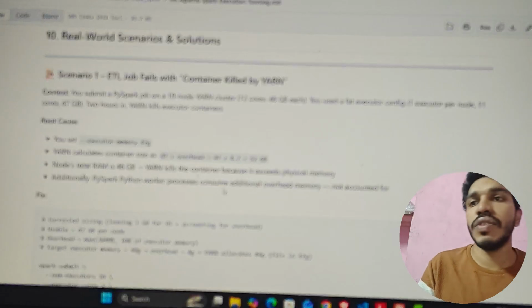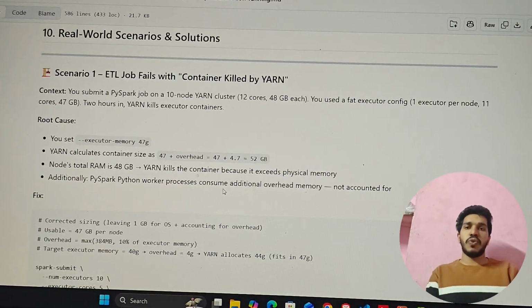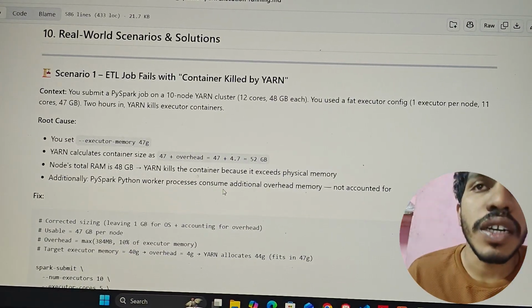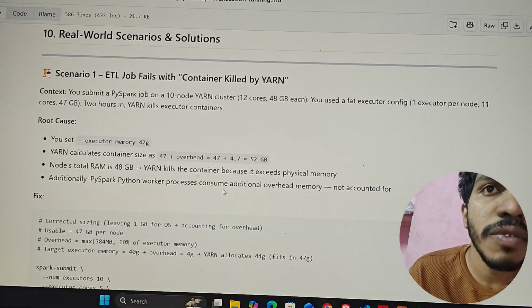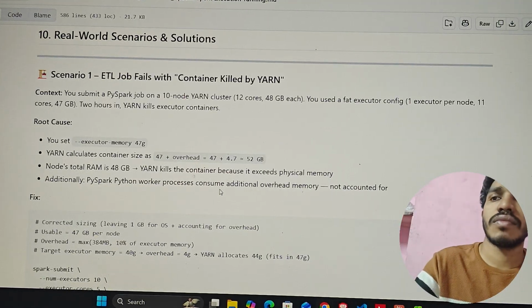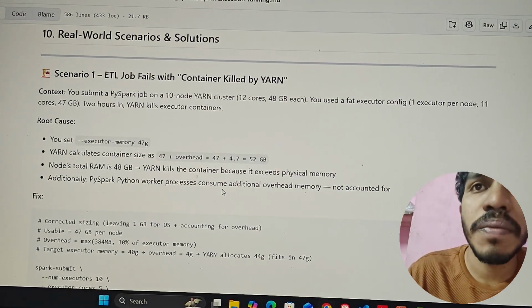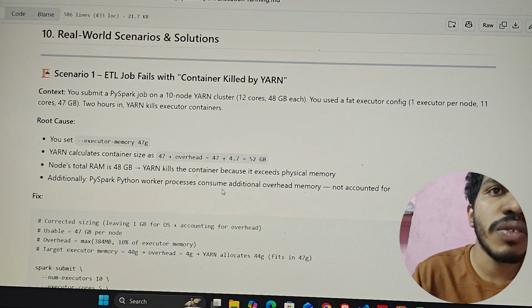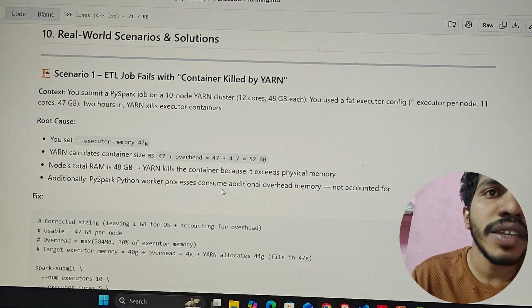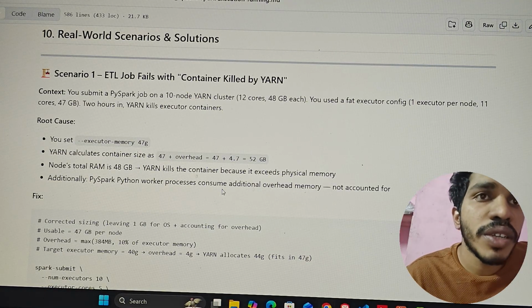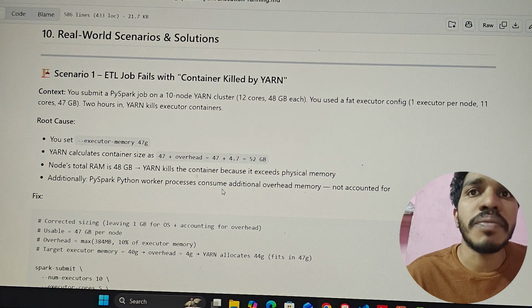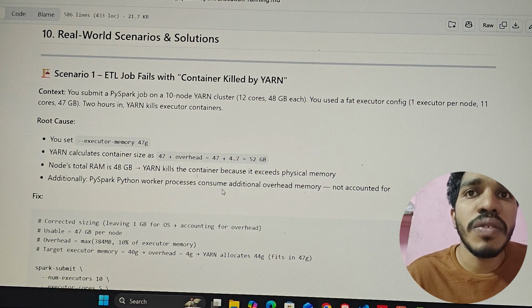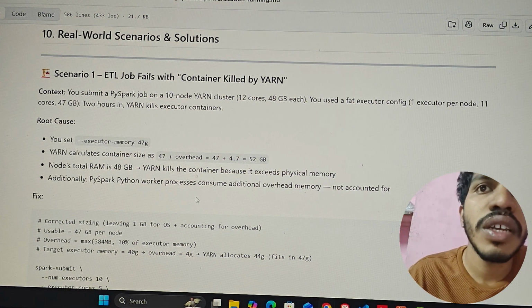So, real questions. Scenario 1: ETL job failure with container killed by YARN. You submit a PySpark job on a 10 node YARN cluster, each with 12 cores and 48 GB. You used a fat executor configuration, 1 executor per node with 11 cores, 40 GB RAM. After 2 hours, YARN kills the executor container.